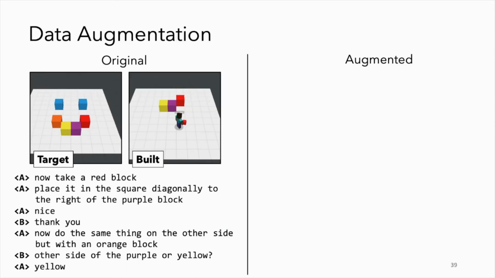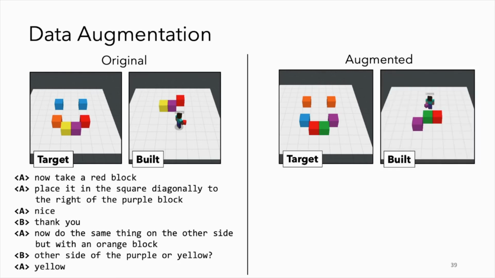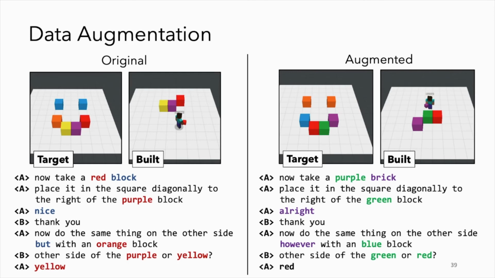Although our dataset is relatively small, we can perform the following transformations to augment our training data. First, we can permute colors in the world and in the dialog. For example, here blue has become orange, red has become purple, etc. Then we can also rotate the build structure. We do the same for the builder in order to preserve relative spatial relations between the builder and the structure. And we can replace words and phrases with synonyms.